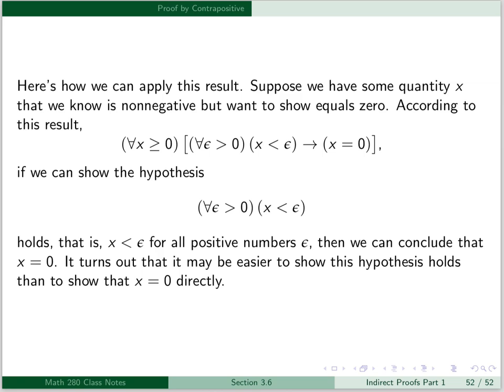As I mentioned already, this is a result which is a lemma in advanced calculus, and so when you take 350, you're going to encounter it there.